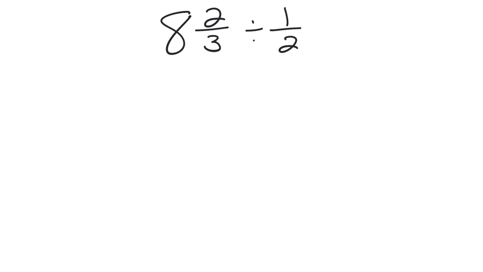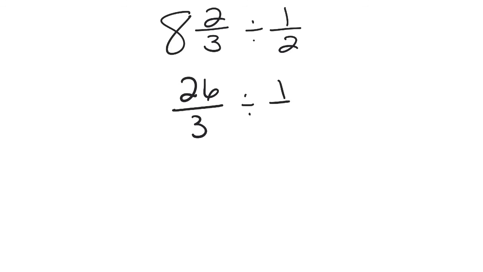Okay, so let's do 8 2/3 divided by a half. So the first thing we need to do is change this mixed number into an improper. So we have to think, if I had 8 wholes of 3/3, that would be 24/3. Plus the 2 up there is 26/3. But remember, you can use the Texas if you need to remember.